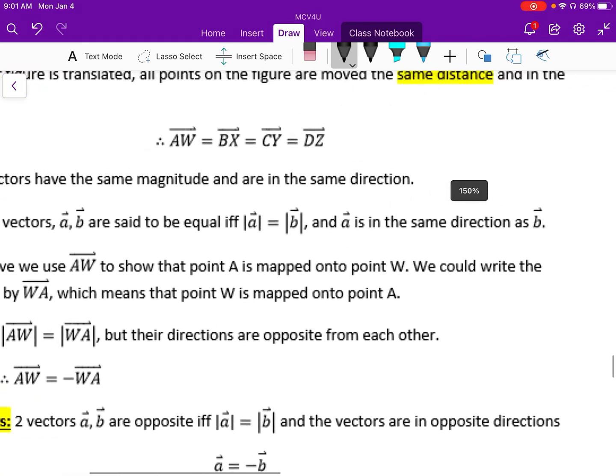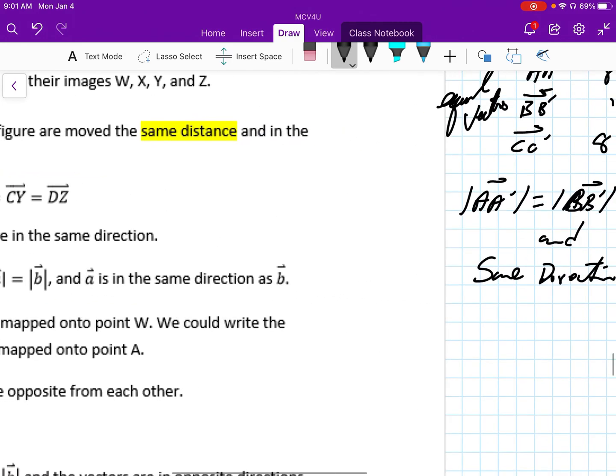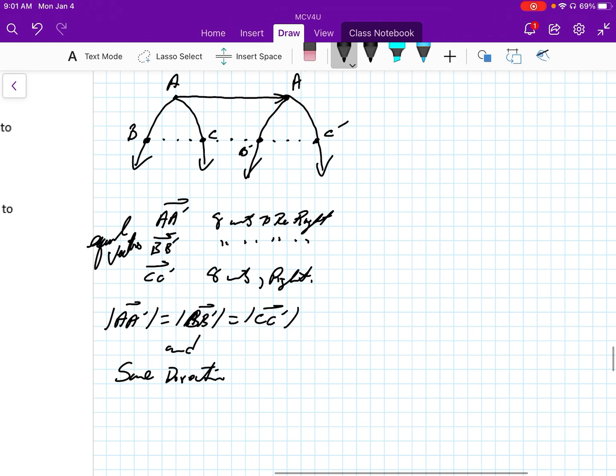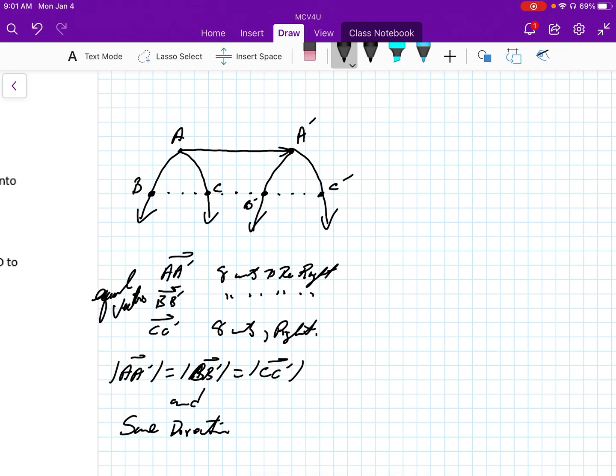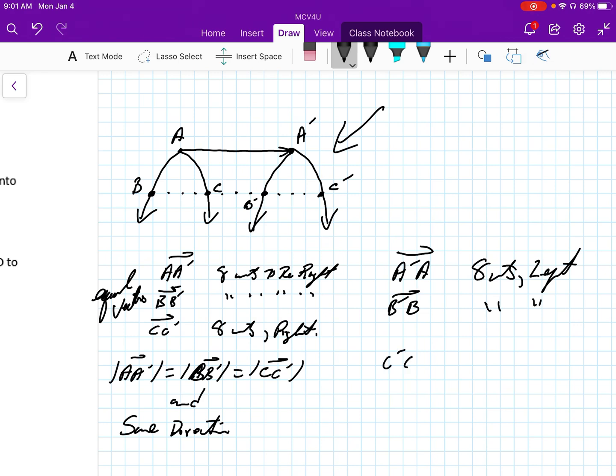All right? But the other thing we can look at is, what if we went the other way? What if we went from the prime graph back to the original graph? So what we do is we start with A prime and go on to A. We map onto A. Well, there's our vector there. And what this is, it's 8 units left. And we notice that B prime B, the vector there, is also 8 units left. C prime C, again, 8 units left.